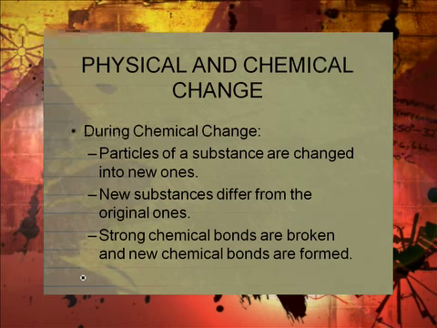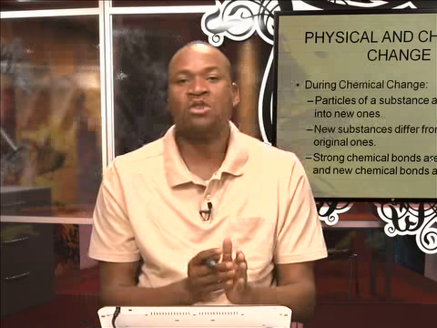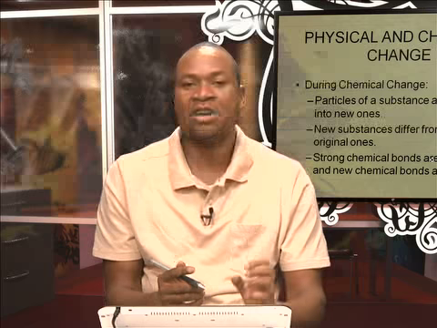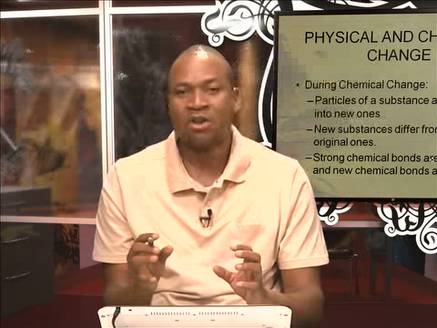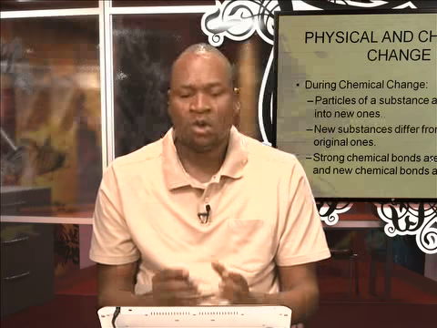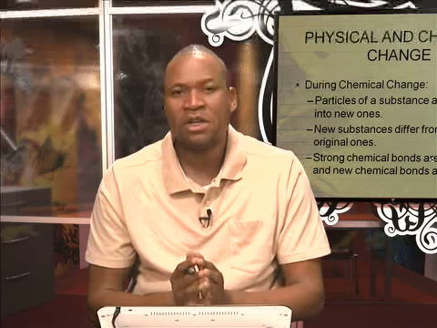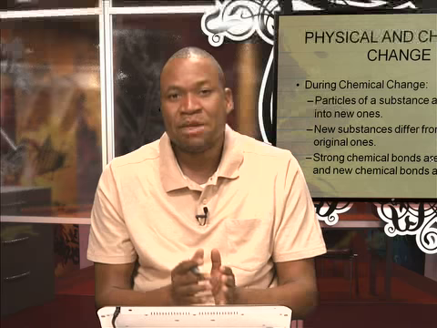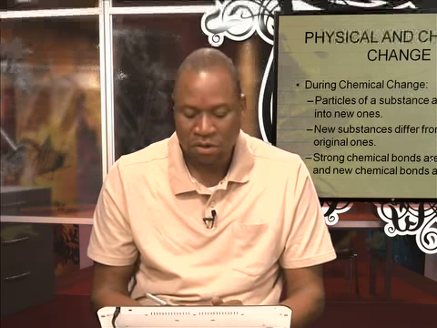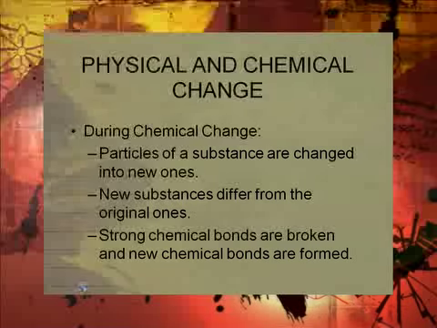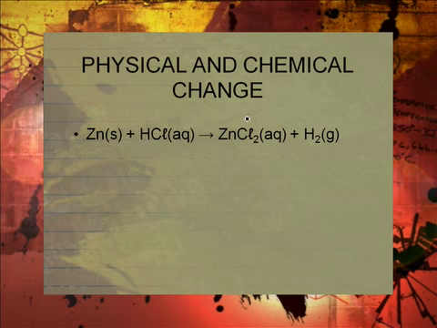Strong chemical bonds are broken during this reaction. I have shown that you have to break the bonds between hydrogen and hydrogen, oxygen and oxygen, so that there can be interaction between hydrogen and oxygen. So you have to deal with very strong bonds. You have to break them so that you can have new bonds forming. And that is what happens in chemical change.